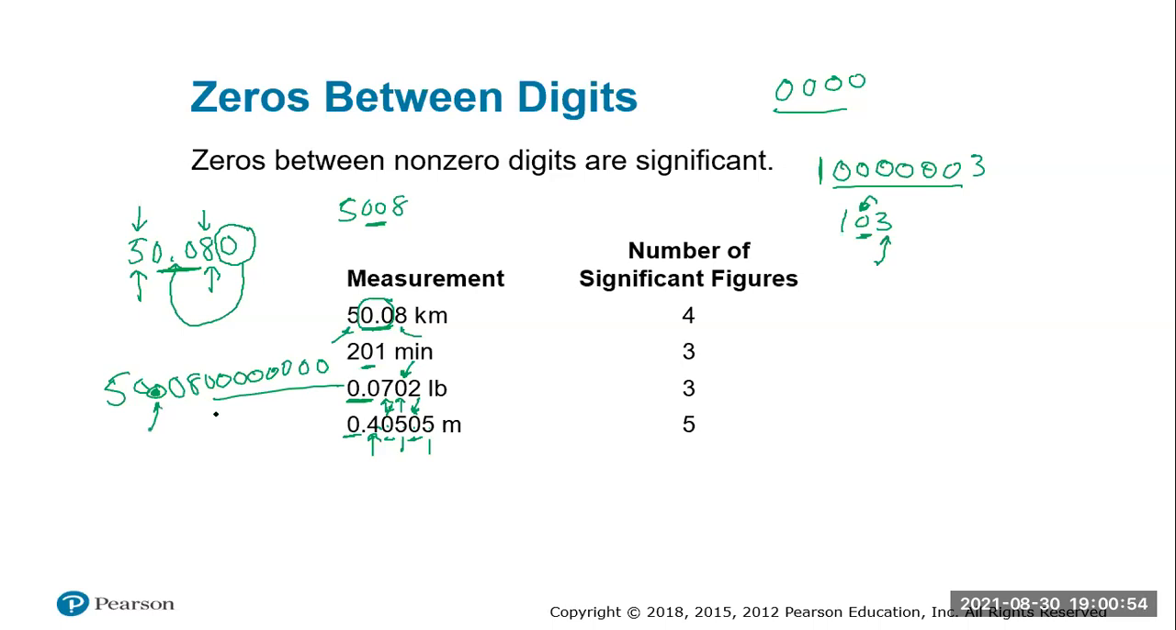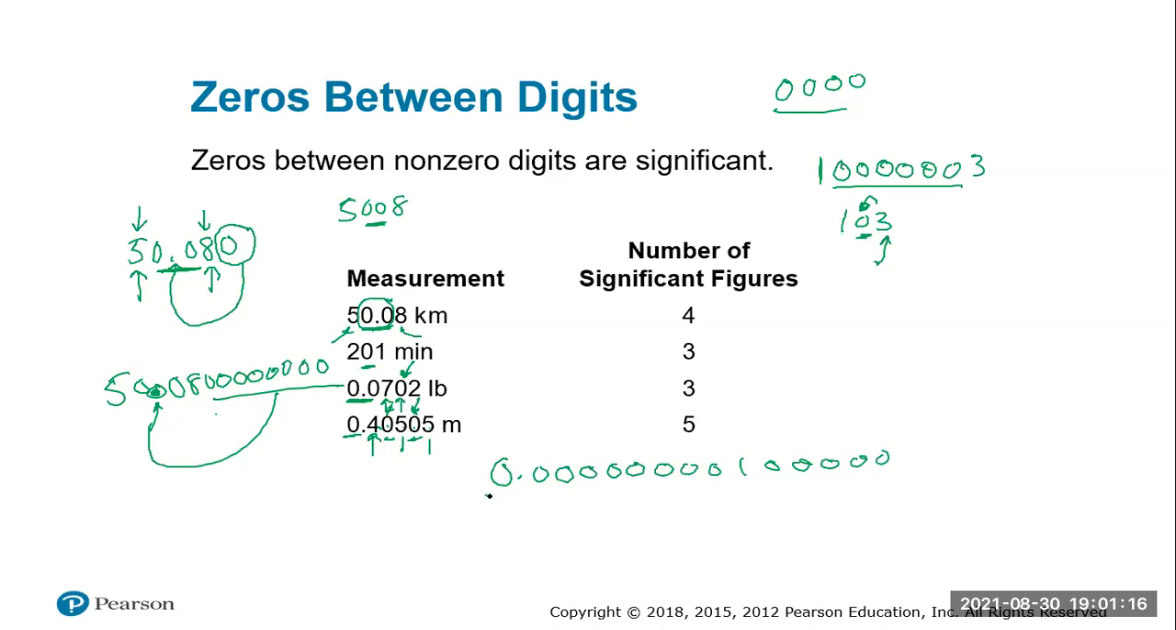It's really because there's a decimal point here when we're talking about the zeros at the end. So all zeros at the end become significant if there's a decimal point anywhere in the number. Again, it doesn't have to be right next to them. You can have that decimal point way up front and a bunch of zeros, and then you start writing all these zeros at the end.